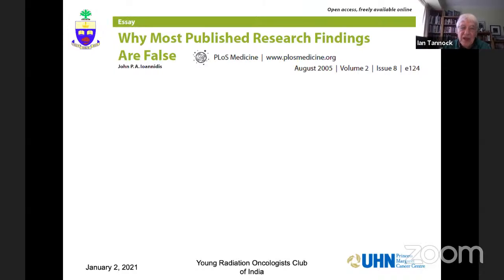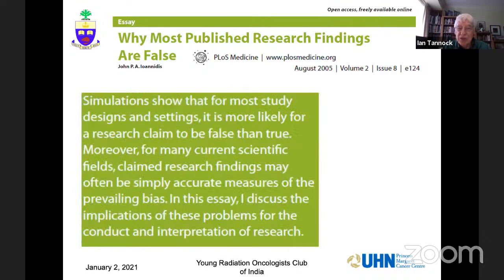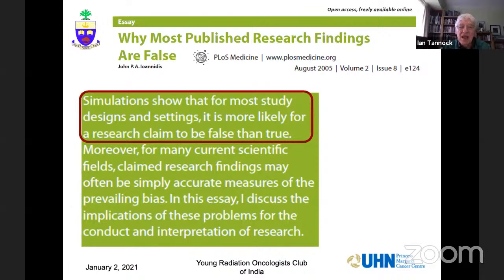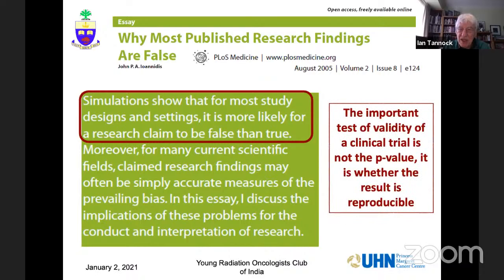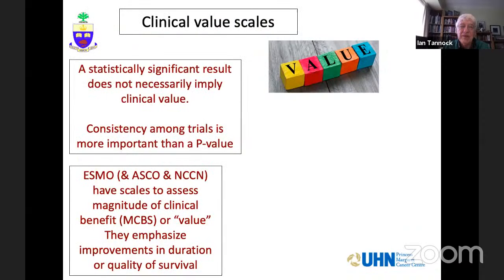John Ioannidis has written a lot about these false findings, and he has this paper, Why Most Published Research Findings Are False. He simulates this, showing that for most study designs and settings, it is more likely for a research claim to be false than true. Statistics can be misleading. And the important test of validity of a clinical trial should not be the p-value. It should be whether or not the result is reproducible. It's important to have confirmatory trials.